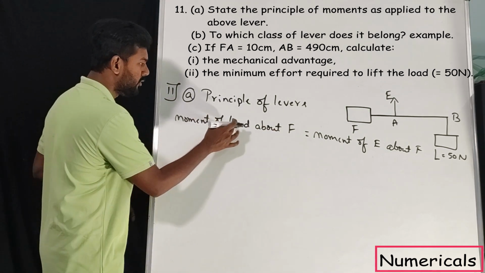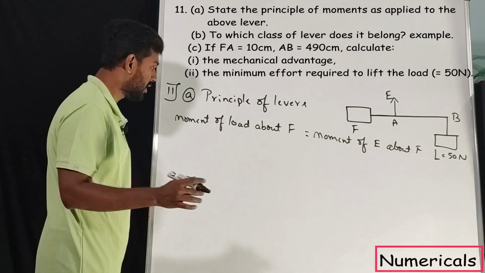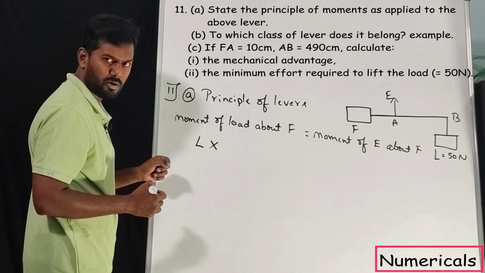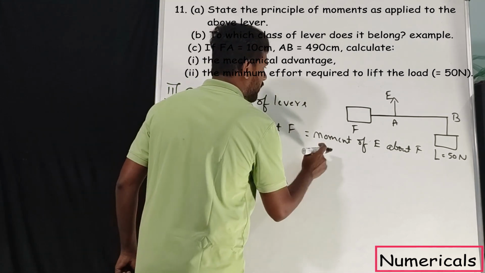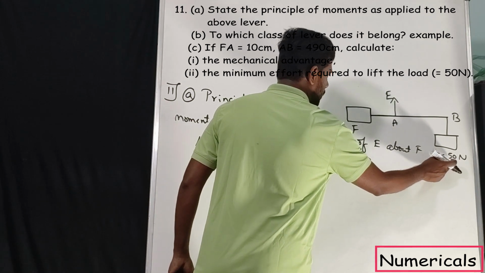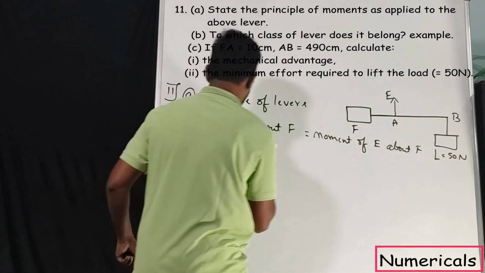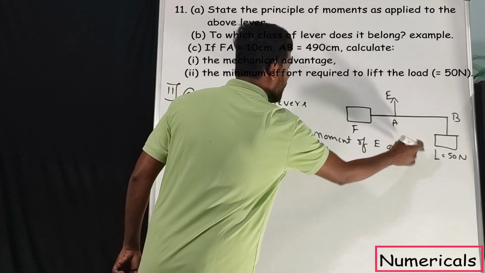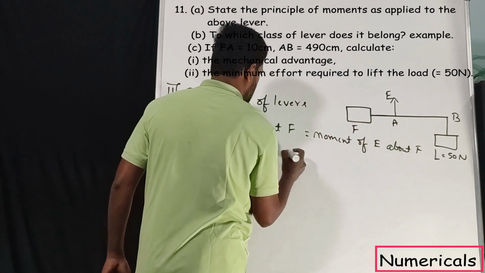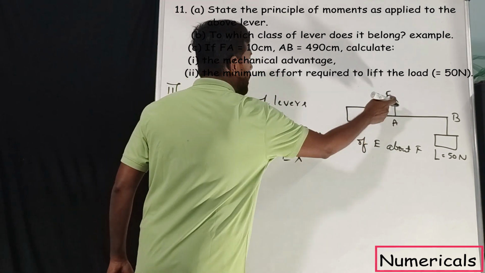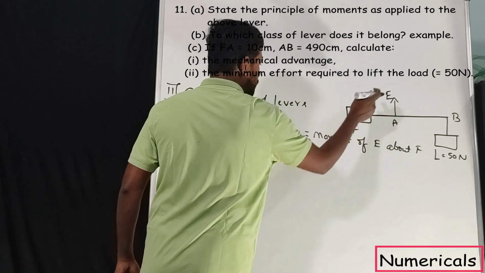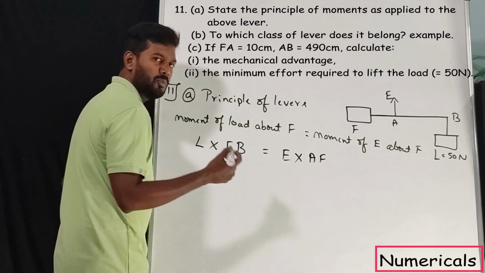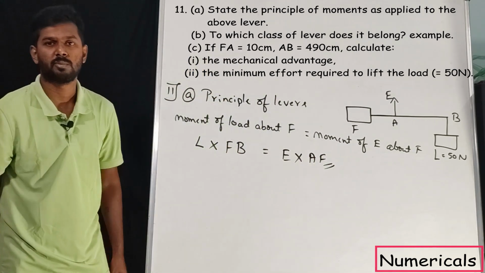Okay, now moment of load about F. So what is the distance now? See, that is a moment of load means load into load arm. What is load arm? This is considered as load. What is load arm then? From B to F, that is L into BF is equal to moment of effort about fulcrum. That means where is the effort? At A. So E into effort arm. Effort arm is nothing but E to F, that is nothing but A to F. So AF or FA both are fine. So this is called the principle of moments.